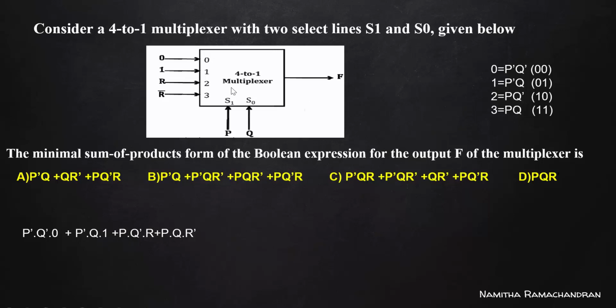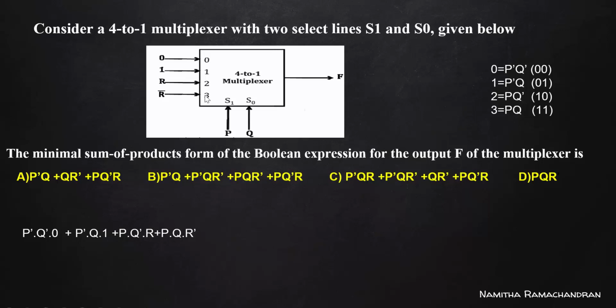Plus, now we want to connect line 2 with the output. For this, we generate the binary equivalent corresponding to 2. That is, here we need 1 and here we need 0. That is P and Q complement. And R, since input line 2 is connected with R. So, P and Q dash and R.